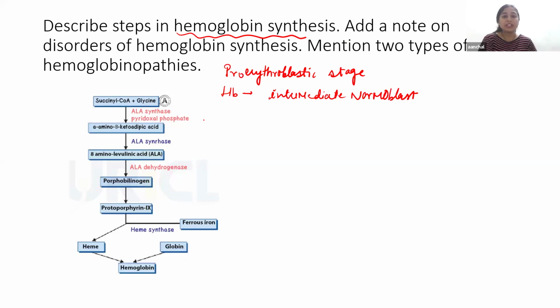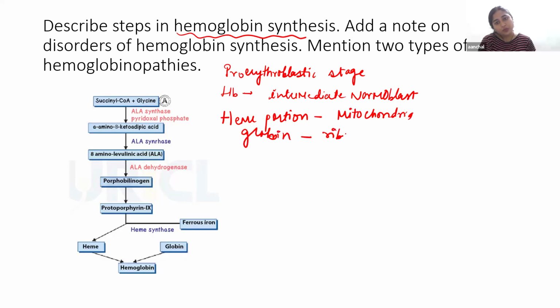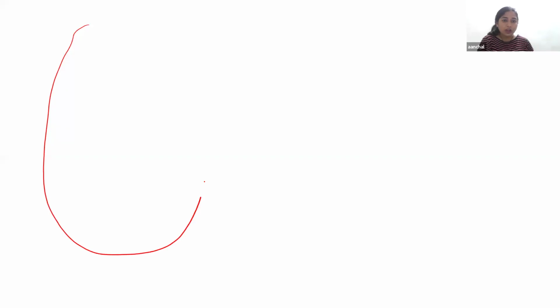Okay, again I'm repeating that the heme portion gets synthesized in mitochondria, and we get the globin in ribosomes. Okay, so as we can see in the slide also, these are the various steps that we're going to understand one by one in detail with the help of the diagram. So in the next slide, I'm going to draw our mitochondria, in which we're going to know how the synthesis of heme takes place in mitochondria.